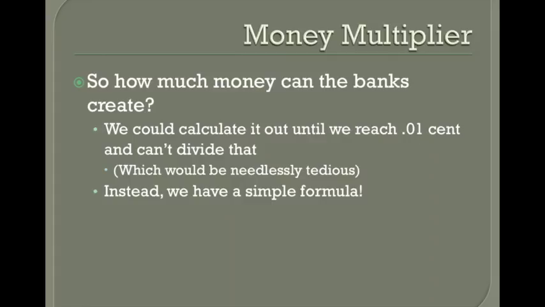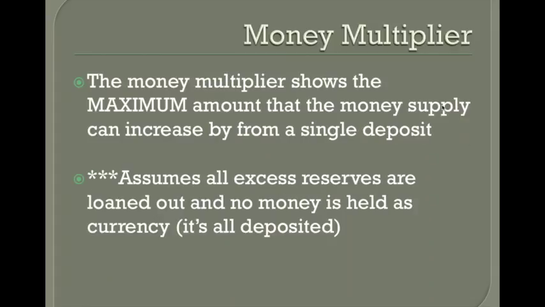That would be needlessly tedious, right? That would take several minutes at least of multiplying by 0.9, by 0.9, by 0.9, by 0.9, and that's really just a waste of time. Instead, we have a simple formula that will tell us how much money the bank could create.